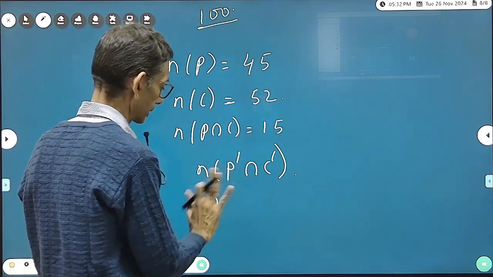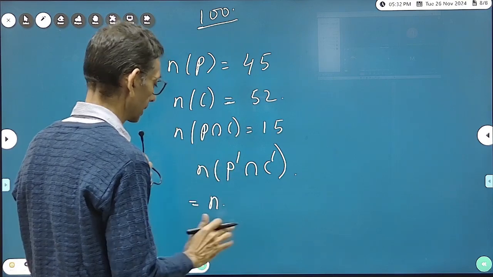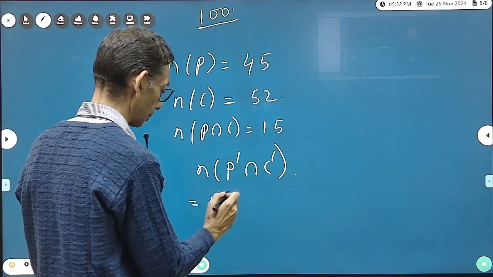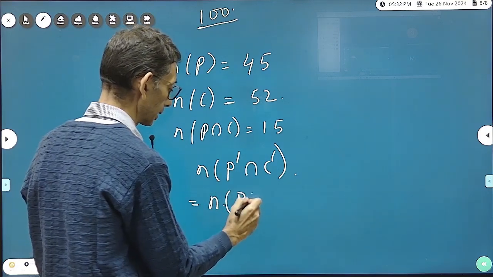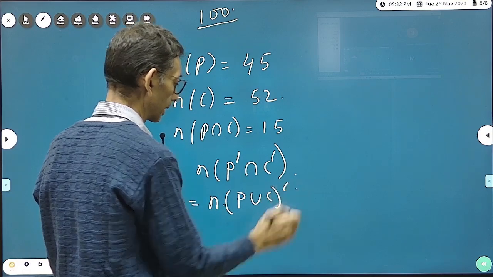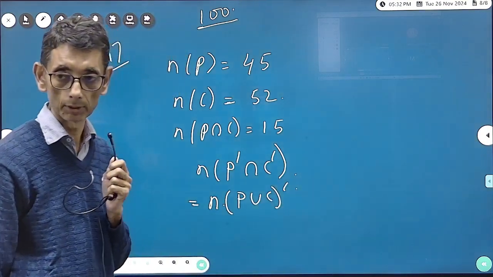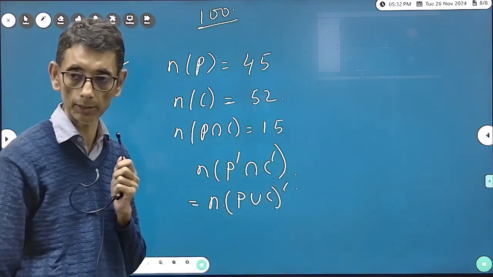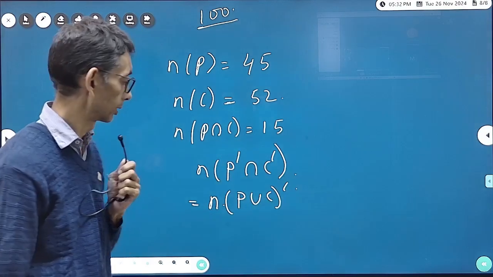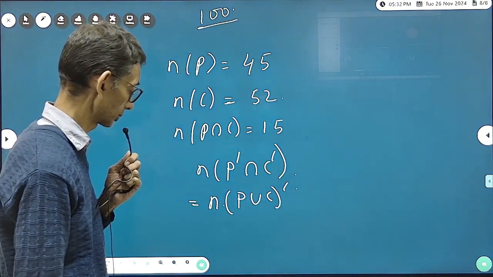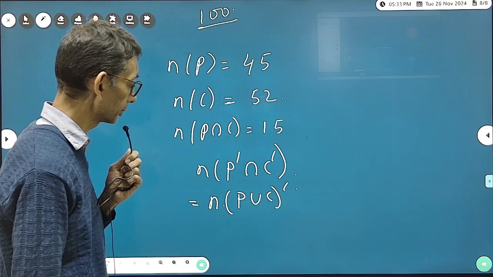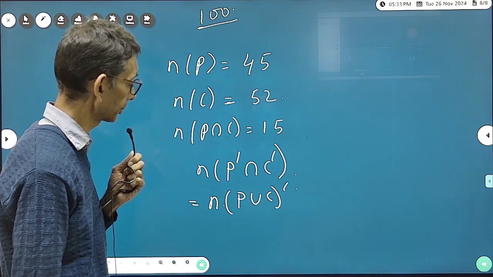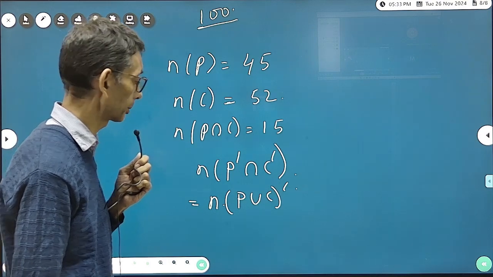Let me try to make you understand the question. P complement intersection C complement, right? So I will use De Morgan's law. P union C, whole complement. Can I write like this? We have learned that if we take the complement, the intersection will be union. Done? Yeah. So now we need P union C complement.